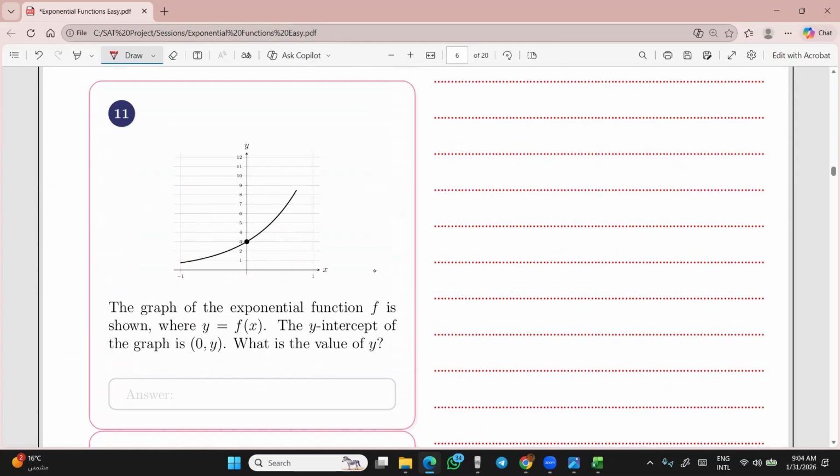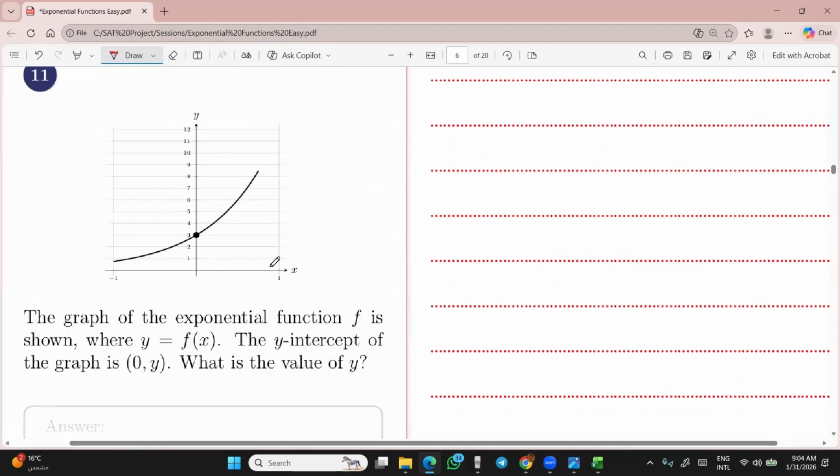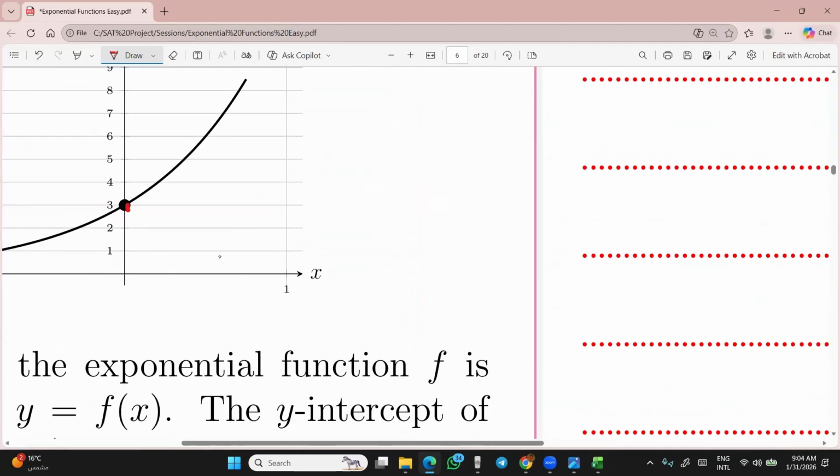Here we have the y-intercept highlighted, and the question says the graph of the exponential function f is shown, where y is equal to f of x. The y-intercept of the graph is 0 and y. But 0 and what? Let's zoom in to see 0 and 3. Of course, this is 3.